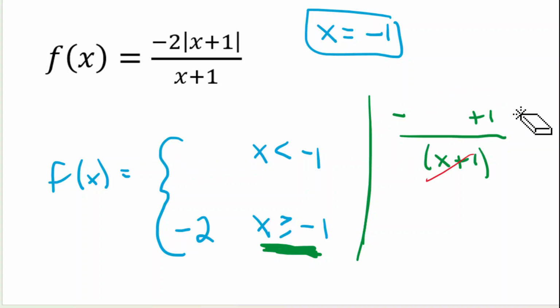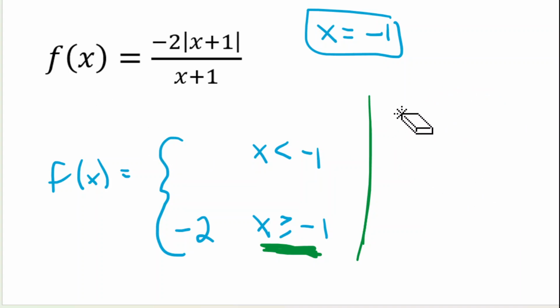And you can test that, of course. You can say, well, I'm going to sub 0 in for x. So 0 plus 1 is 1. The absolute value of 1 is 1. 1 times -2 is -2. And 0 plus 1 is 1. So this would be -2 over 1. So for any number I sub in within this part of the domain, my output's just -2.